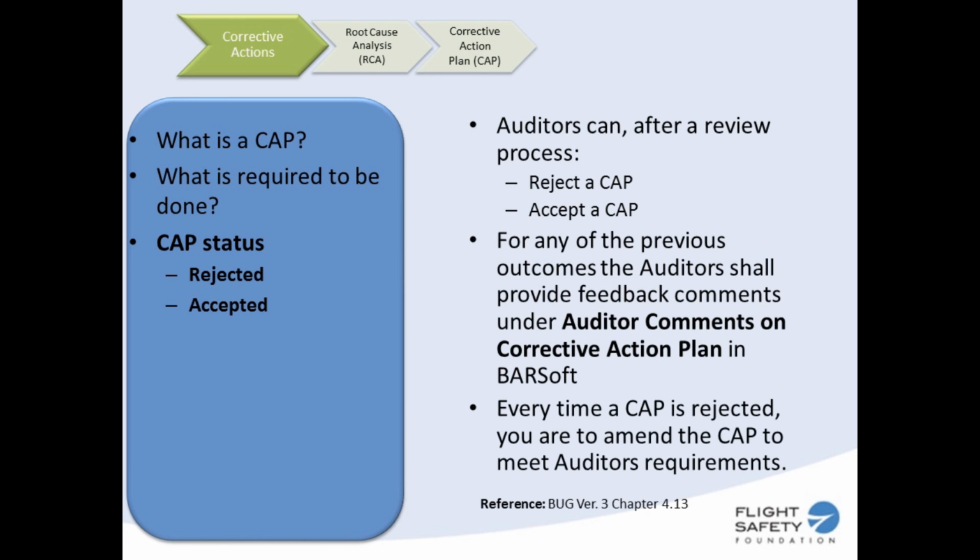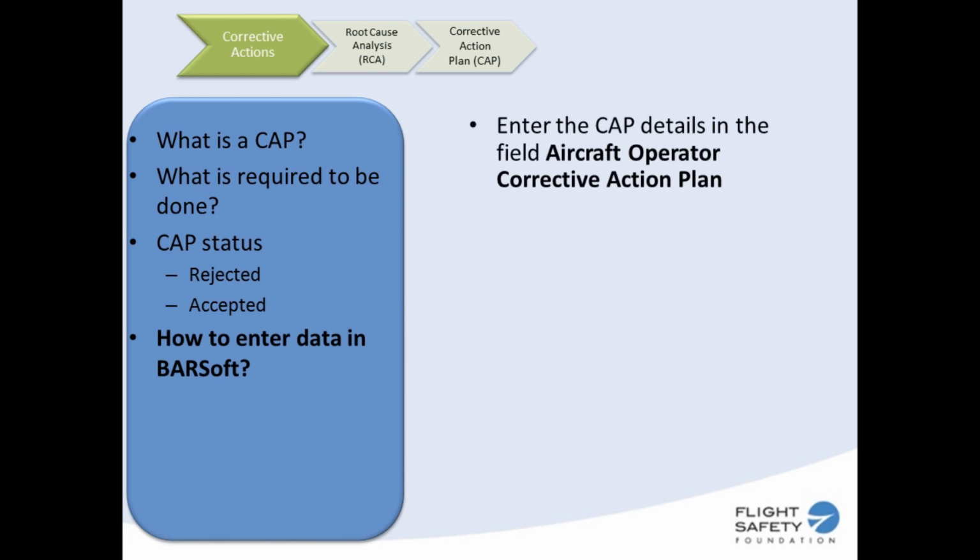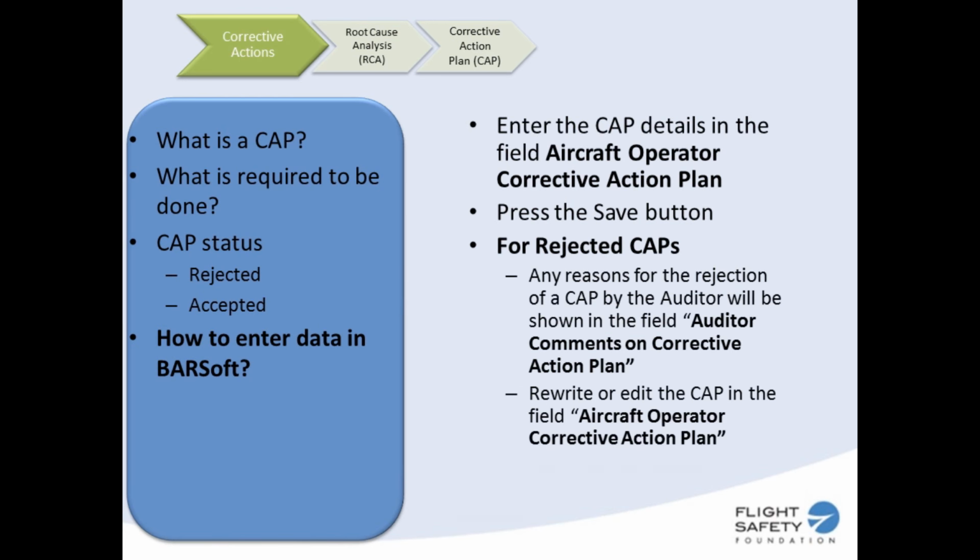The auditor will review the information in the Corrective Action Plan and either accept or reject the information provided. If it's rejected, the operator must reassess and re-enter the information into the Corrective Action Plan field. Don't forget, click Save when you finish entering the information into the CAP field.